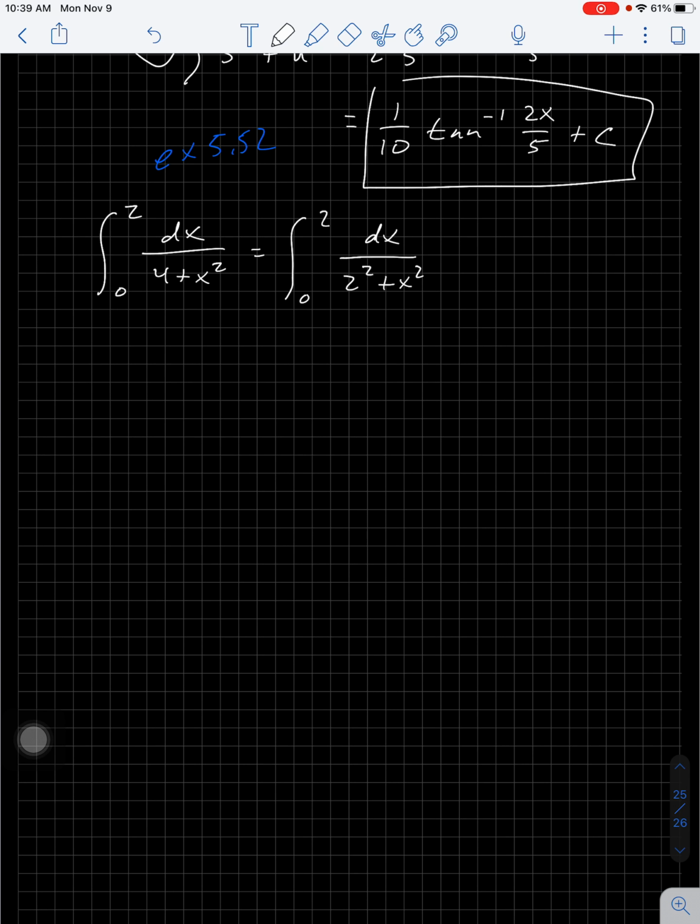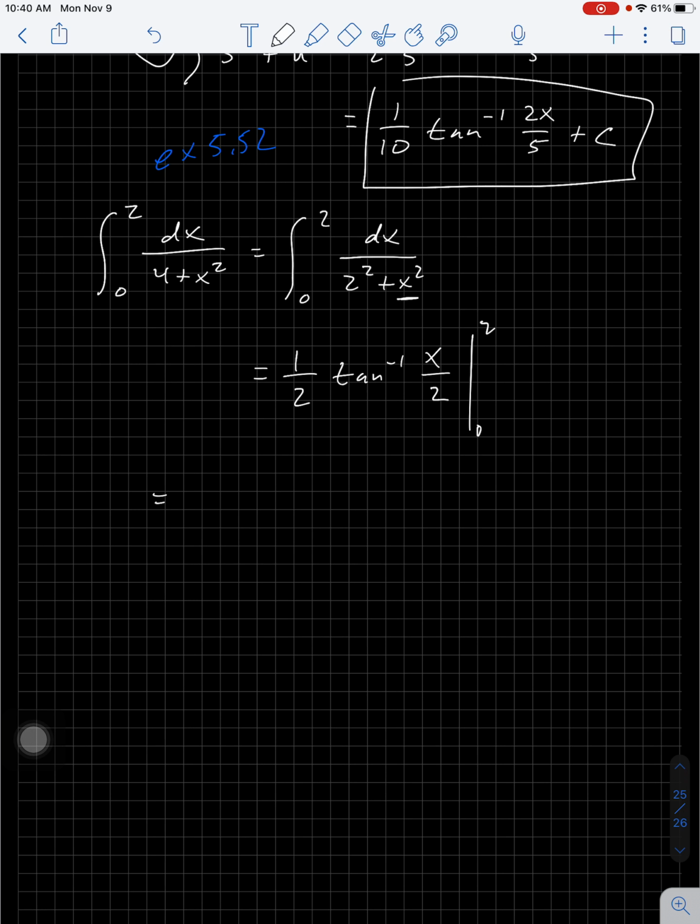Again, this is looking like tangent, because it's got two things added and there's no square root. So the tangent, and this is just an x, so I don't need to use substitution in this problem. The tangent formula is 1 over a, so my a in this case is 2, times the inverse tangent of x over a, which is 2. Now in this case I don't need a plus c because I'm going to evaluate this from 0 to 2.